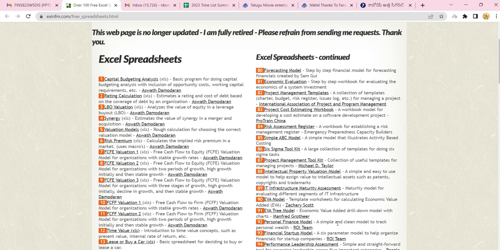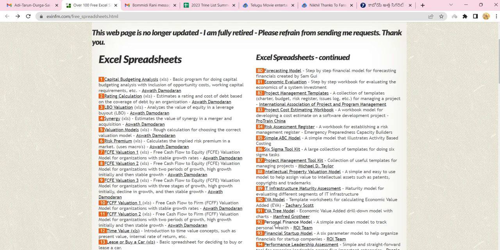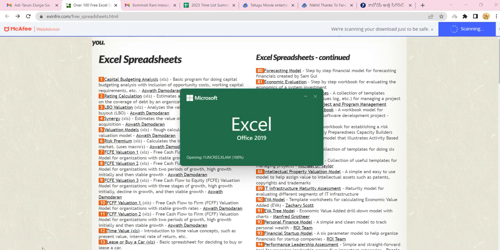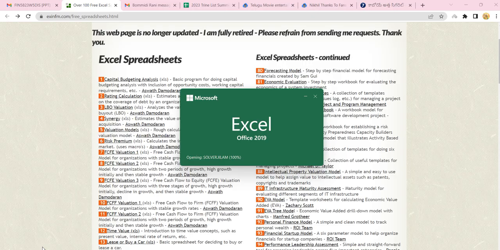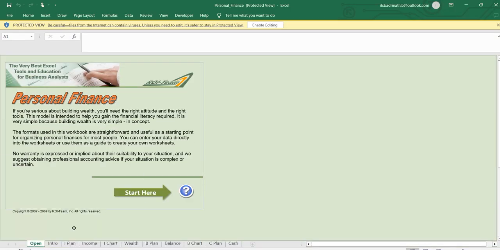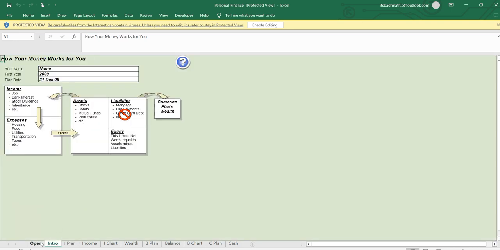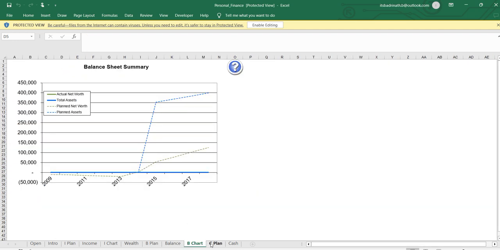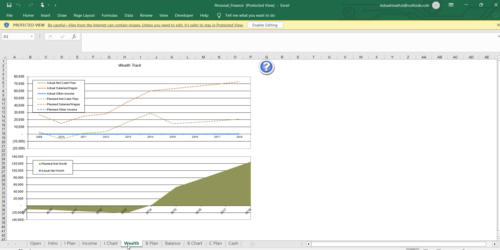Maybe here, a simple clean model to track personal wealth. So let me take this one. If you take this one, personal finance, it consists of the financial model that is developed. The purpose is clearly explained here. So this is the introduction: how your money works for you. There is some explanation given here. These are the values, B chart, C chart. These are the explanations, the outcomes that we are going to get.